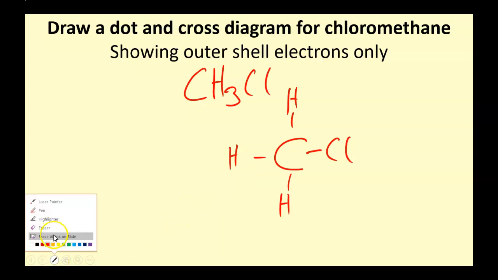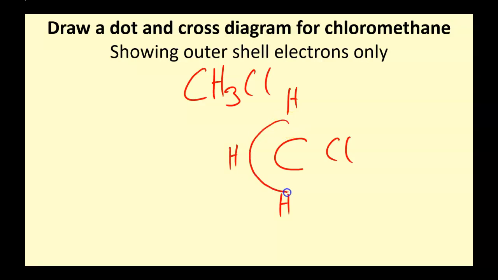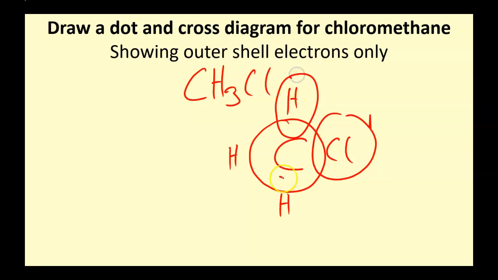And what we want to do is convert it into a dot and cross diagram. So we draw it as overlapping circles. What's useful about this one here, dot cross, dot cross, dot cross, dot cross, is people sometimes forget to put the electrons in the outer shell for elements which are not hydrogen. So we've got our dot and a cross.